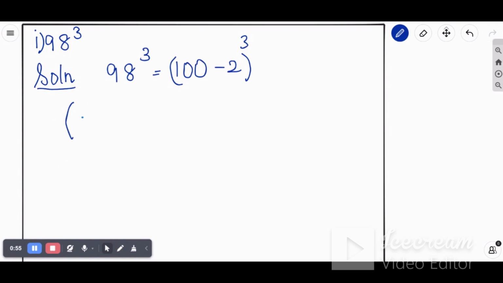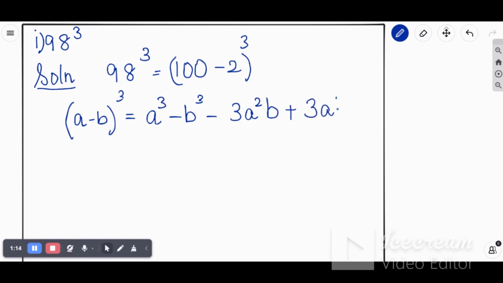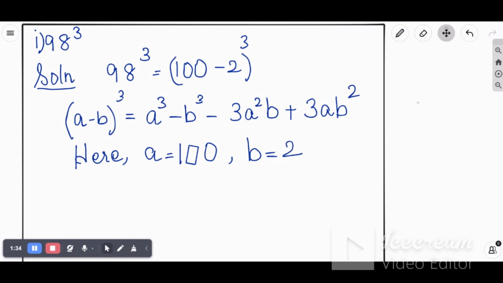Here we know the formula: a minus b the whole cube is equal to, write it carefully, a cube minus b cube minus 3a square b plus 3a b square. Okay. So now here our a is equal to 100 and our b is equal to 2. So now let us start applying our formula.